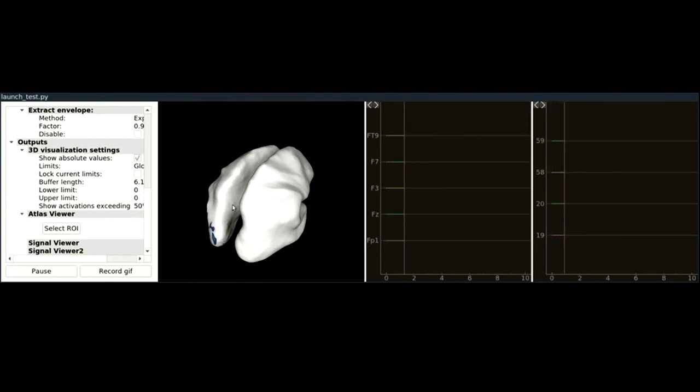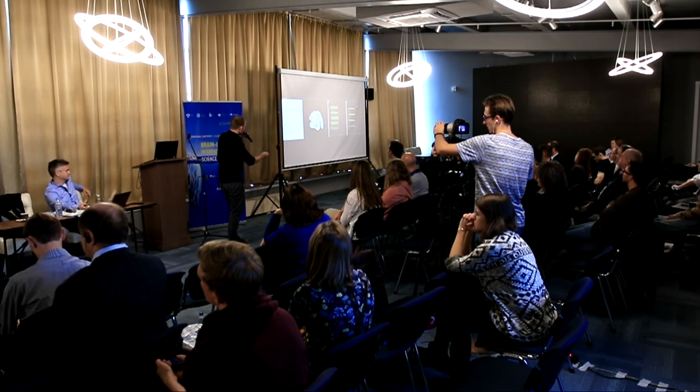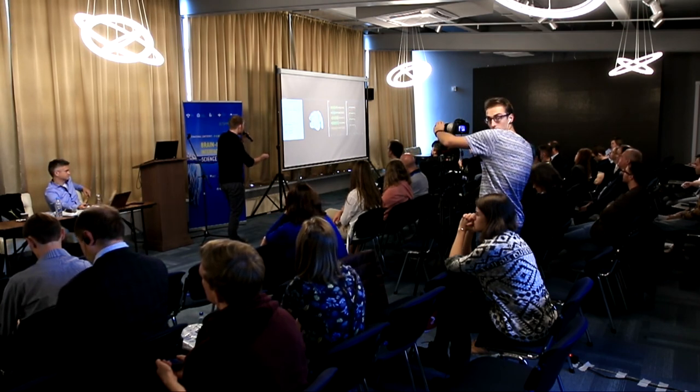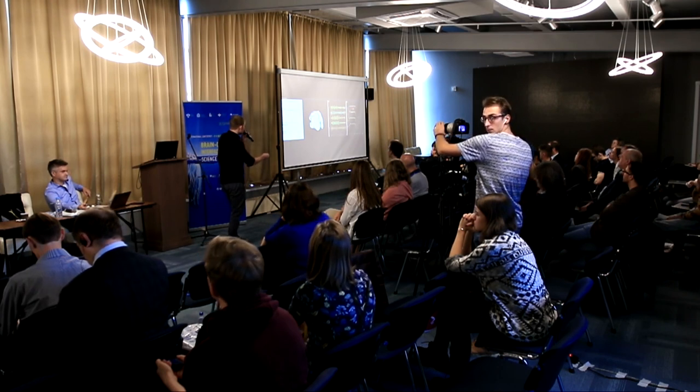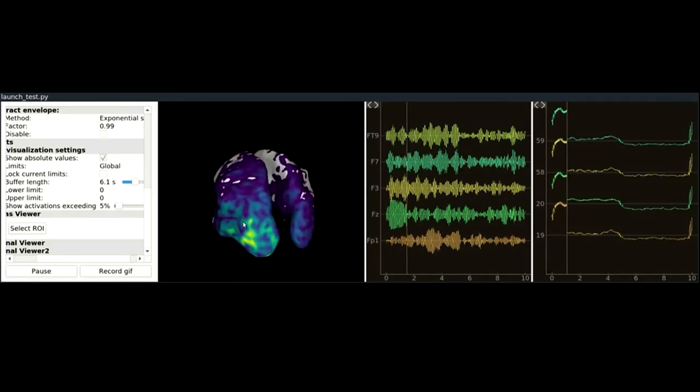So here when I click Start and launch my pipeline, on the rightmost pane, I get the time courses reconstructed in the regions of interest I selected. The signal goes really smooth because here I use envelope extraction instead of oscillations themselves. So I'm looking into alpha power in these regions, and I've selected regions here.